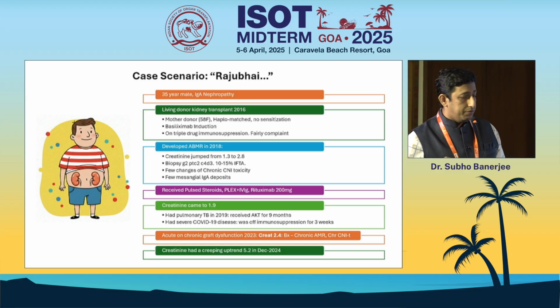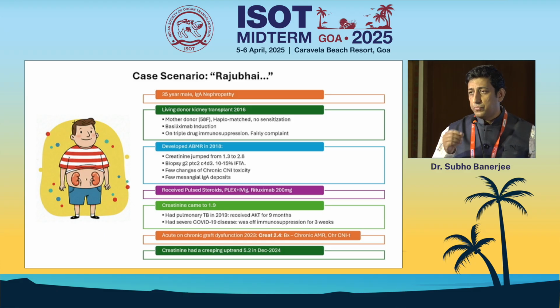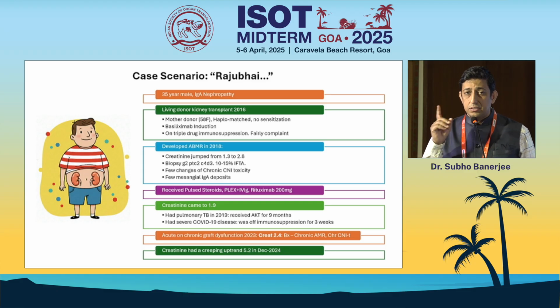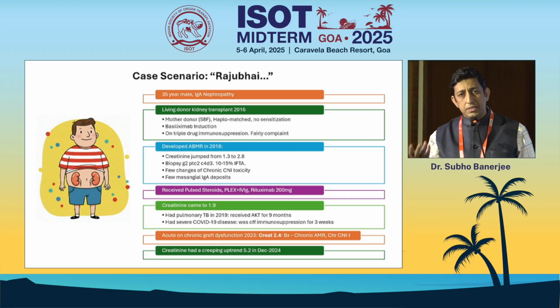In 2018 he had a rejection. Creatinine jumped from a 1.3 baseline to around 2.8. He had a biopsy which had some changes of chronic CNI toxicity. There were some mesangial deposits also. These are features that tell us that this graft is not going to do extremely well. He received pulse steroid, Plex, IVIG as is the routine, and creatinine came down to around 1.3. Subsequently he had multiple issues, pulmonary tuberculosis, COVID-19 and everything. A repeat biopsy was done in 2023. The creatinine at that time was 2.4, with chronic ABMR and chronic CNI toxicity. Then the creatinine has seen an uptrend, and now it is around 5.2.